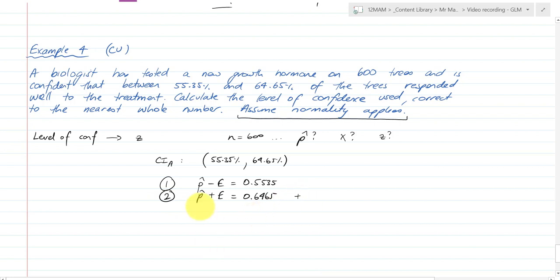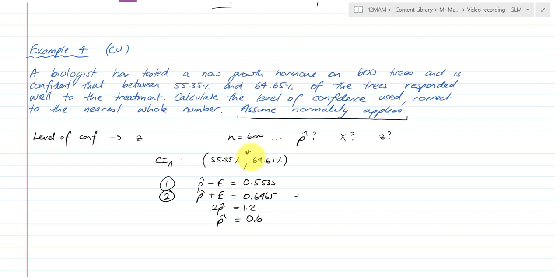If I add these equations together, I get 2 p hat is equal to 1.2, and p hat, surprise, surprise, it's a nice number, is equal to 0.6, or 60%. P hat will be the median between these two values, and we've seen that because we're subtracting e and we're adding e. So there's our p hat.